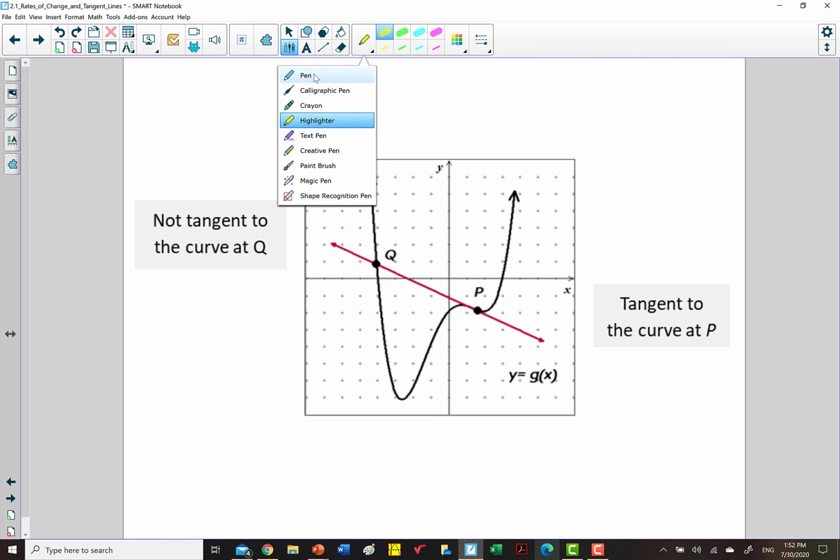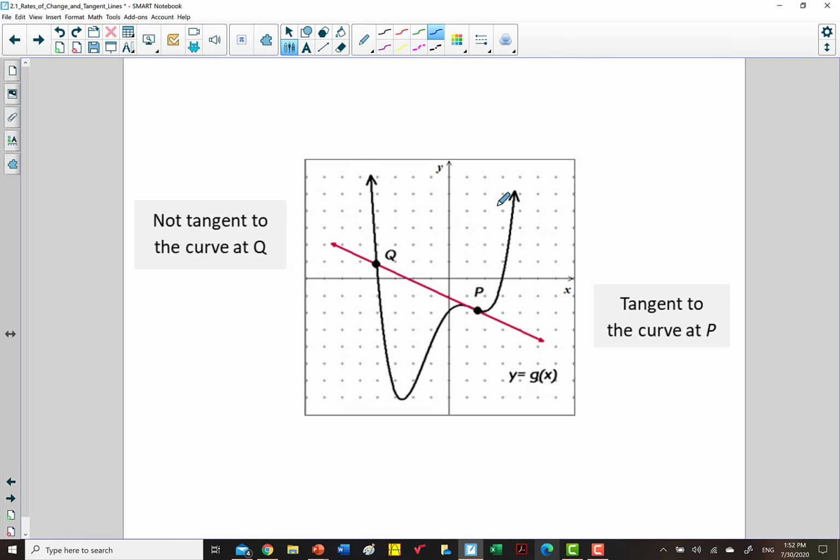In this example, there's a 4th degree polynomial, and line PQ passes through that polynomial in 2 places, both at point P and at point Q. So the line PQ is a secant line on that curve, but the point Q is not a tangent point, whereas point P is tangent to the curve only at point P.